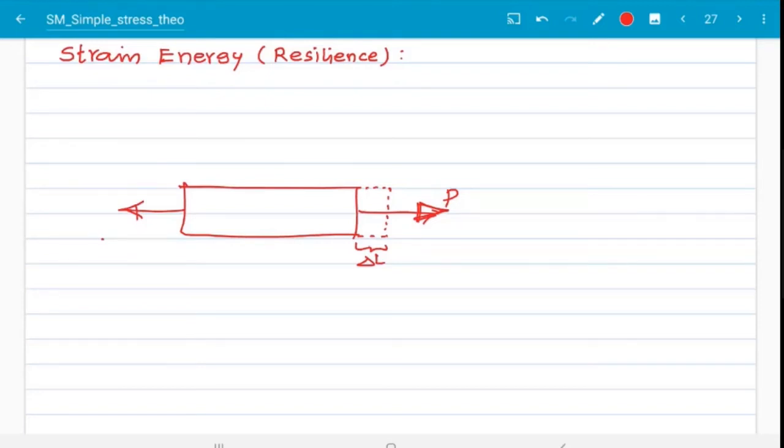So work done by us. We are applying the load, right? Work done by us on the external surface of the specimen is stored as energy inside the material. Right. So already you know we are loading up to proportional limit only. It means that the energy is stored inside the material, right? Strain energy that can be recovered while unloading, right? Now we will give the definition.